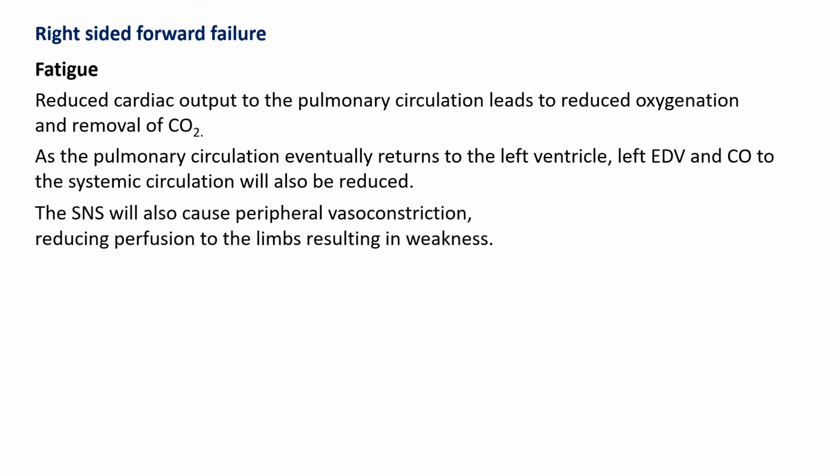In addition to this, of course, the sympathetic nervous system is going to cause peripheral vasoconstriction. And we talked about this before in atherosclerosis in terms of pallor, because the skin is not so well perfused, but also the muscles in the periphery are not going to be so well perfused. So there is the potential for weakness in the limbs because of peripheral vasoconstriction.